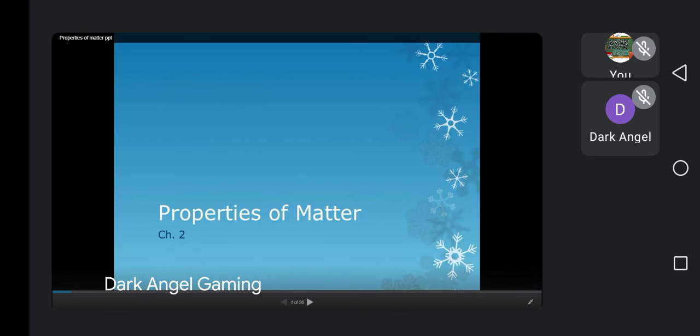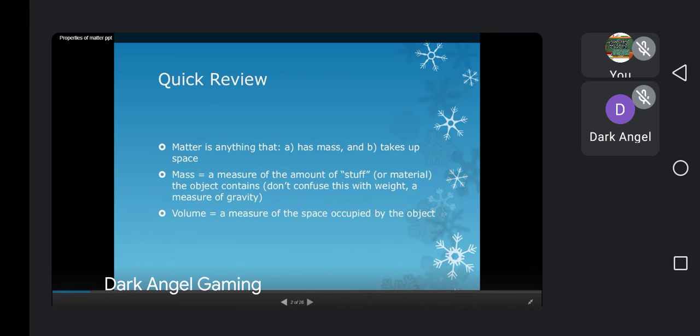Properties of matter. So this is a quick review. Matter is anything that has a mass and takes up space. Mass equals a measure of the amount of stuff or material the object contains. Don't confuse this with weight, a measure of gravity. And volume is a measure of the space occupied by the object.